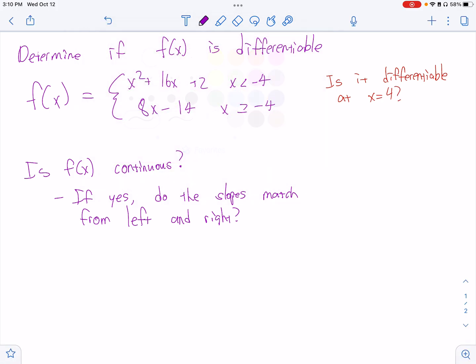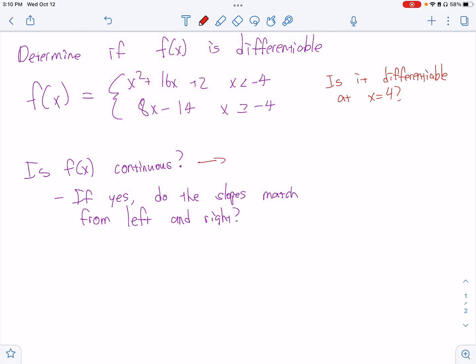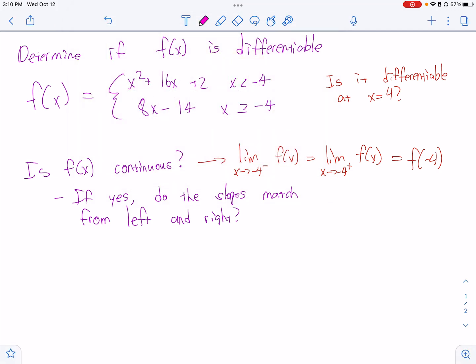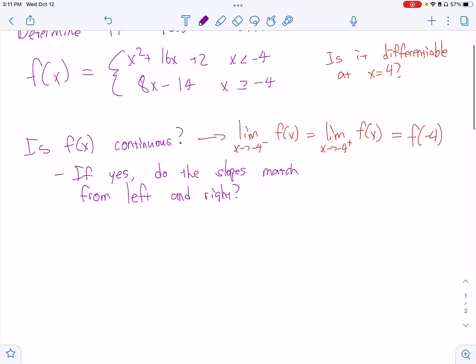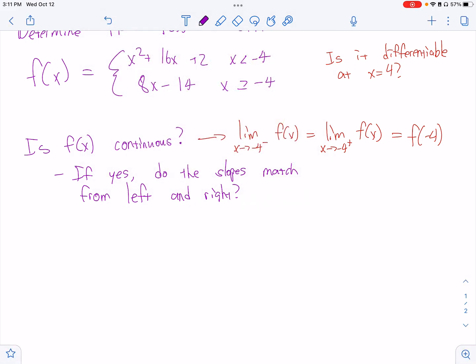So if I'm checking if it's continuous, with proper notation, that means that I need to check the limit as we go to -4 from the left has to equal the limit as we go to -4 from the right, has to equal f of -4. That's the easiest one to forget. It has to be defined at -4 to be continuous. So let's go ahead and check this first.